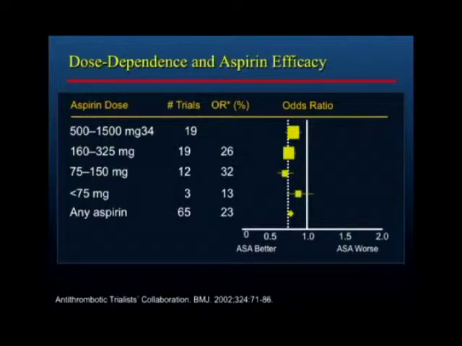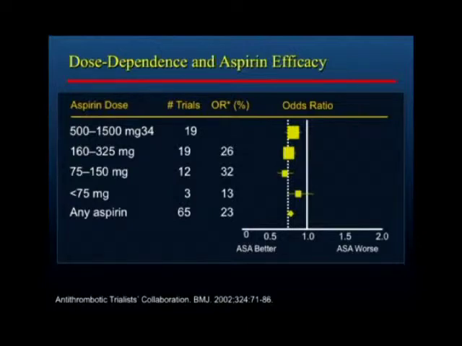This is from the ATC, the Antithrombotic Trialists' Collaboration, a huge meta-analysis of multiple aspirin studies over the years. You can see here the different dosages that were used and the number of trials. And again, if you're not used to looking at these whisker plot analyses, if it crosses the line of 1, that means statistically it's not significant. If it lands to one side, that medication or therapy is better. If it lands to the other side, that other medication or therapy is better.